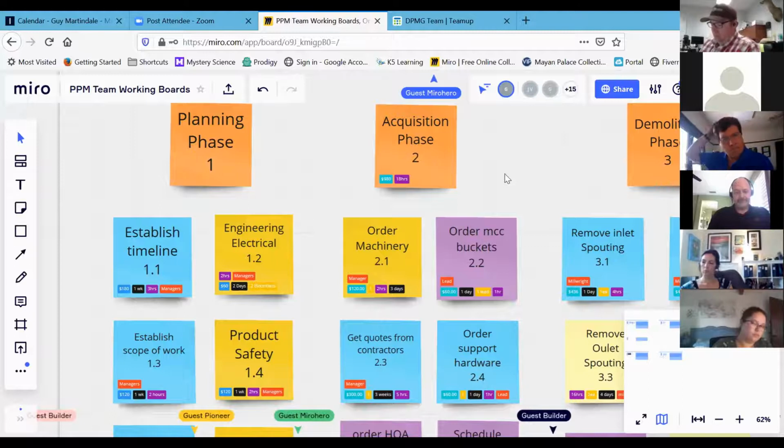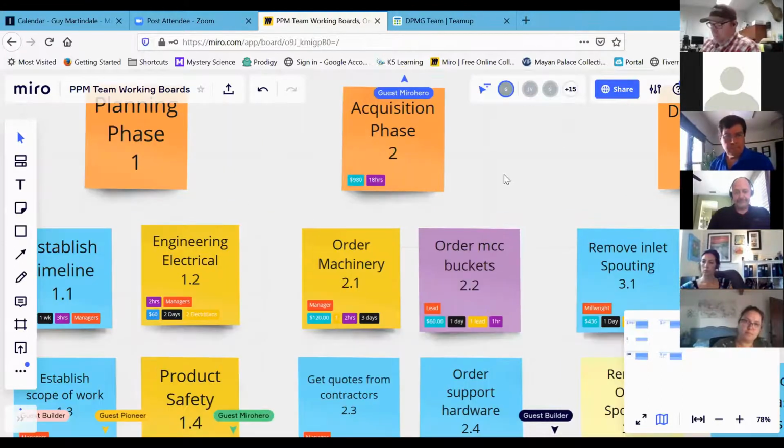And then on the acquisition phase, on the ordering of equipment, ordering buckets, getting contractor codes, ordering hardware, we added the hours and stuff and got that going, and then same with the demolition phase.